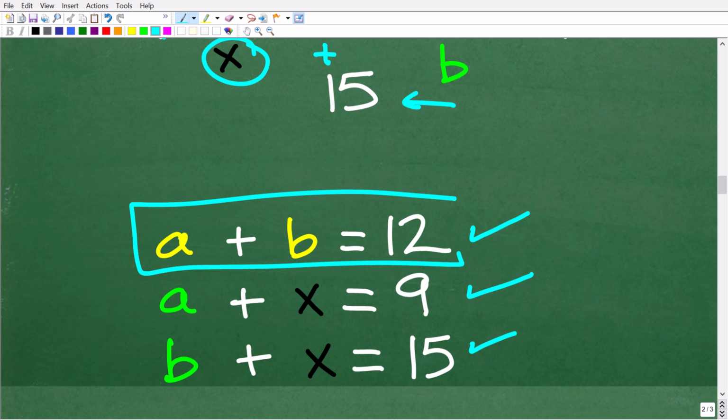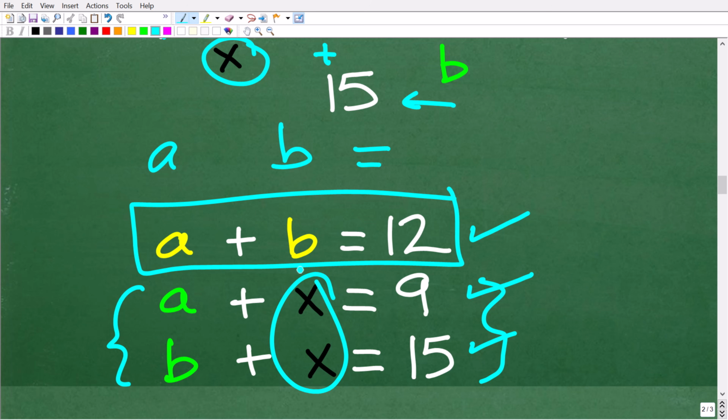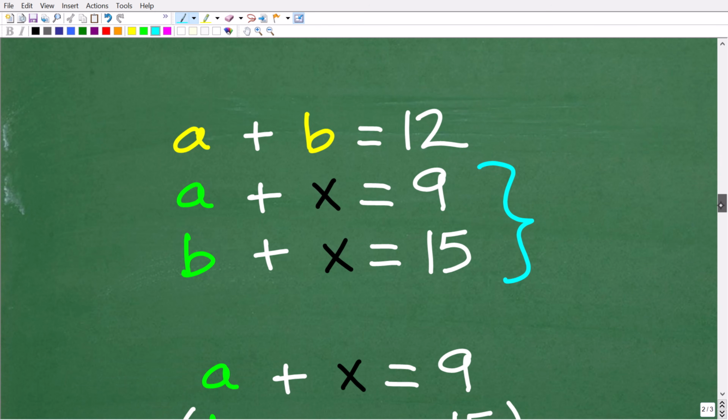Now remember, we want to use this equation and we want to come up with another equation where we only have the variables a and b. But we can actually form another equation with only a and b by using these two equations right here and getting rid of the x. So this is where your algebra skills are going to come in. And what we're talking about here is like first year algebra.